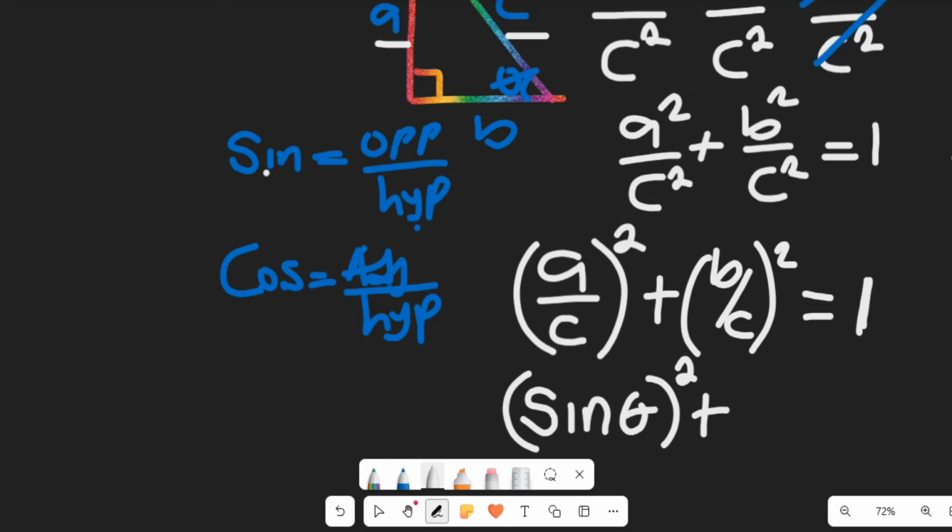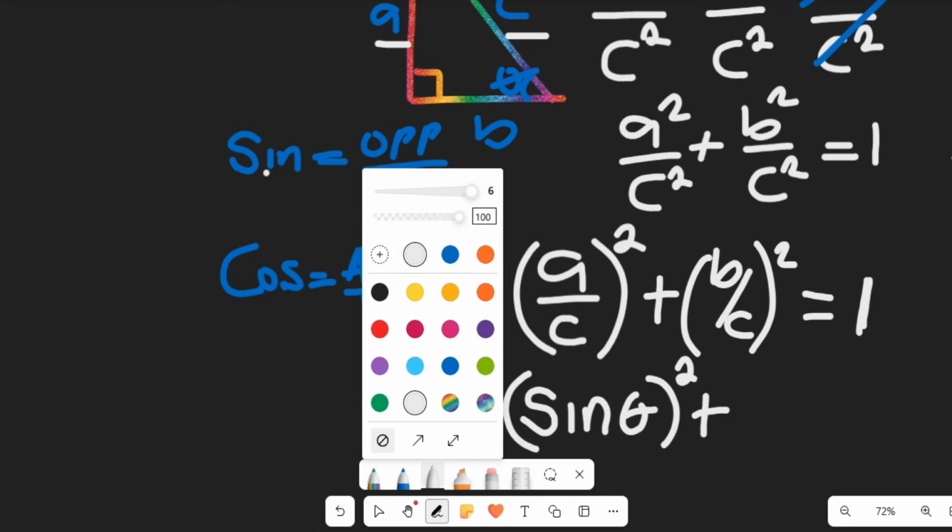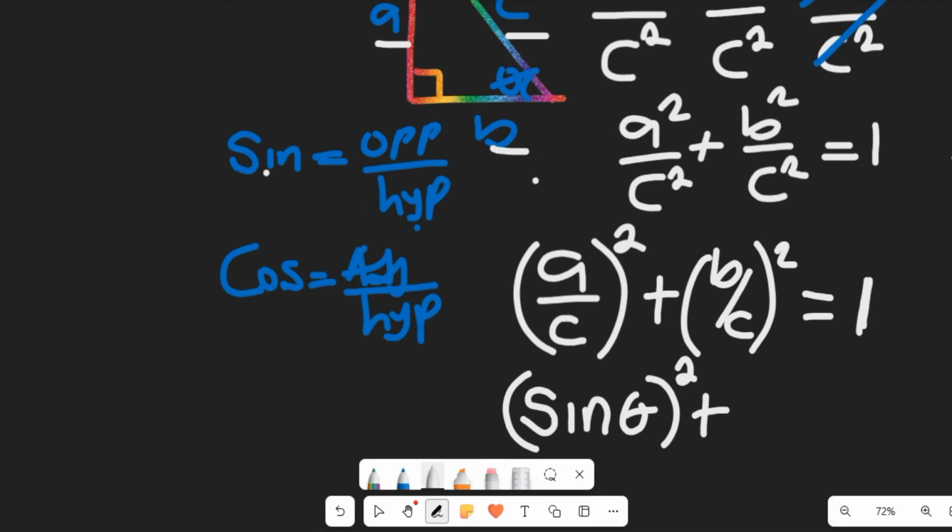Plus, if you check the cos of any angle, angle theta, is equal to adjacent, which is B divided by the hypotenuse, which is C, and that is cos of theta. So that means cos of theta can give me cos of theta squared, and all this will be equal to 1.